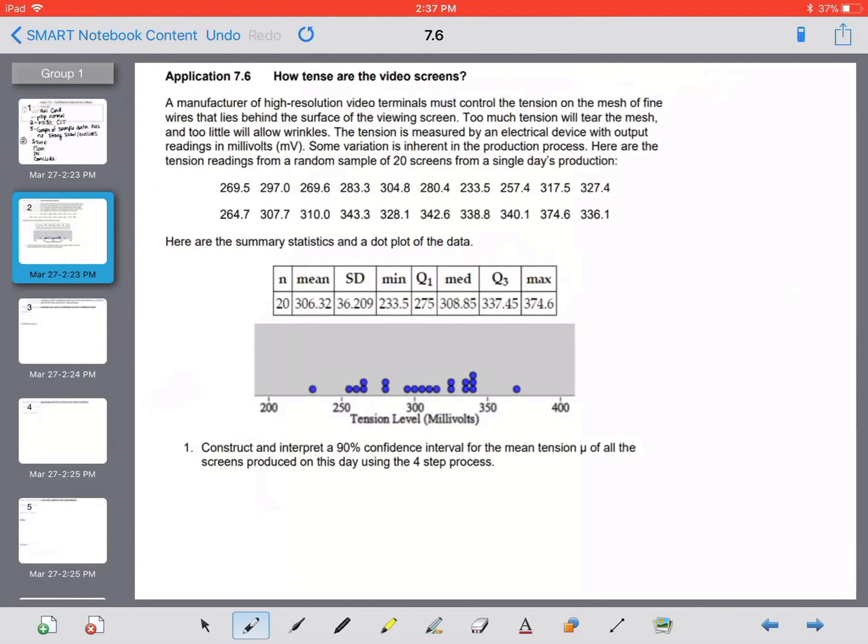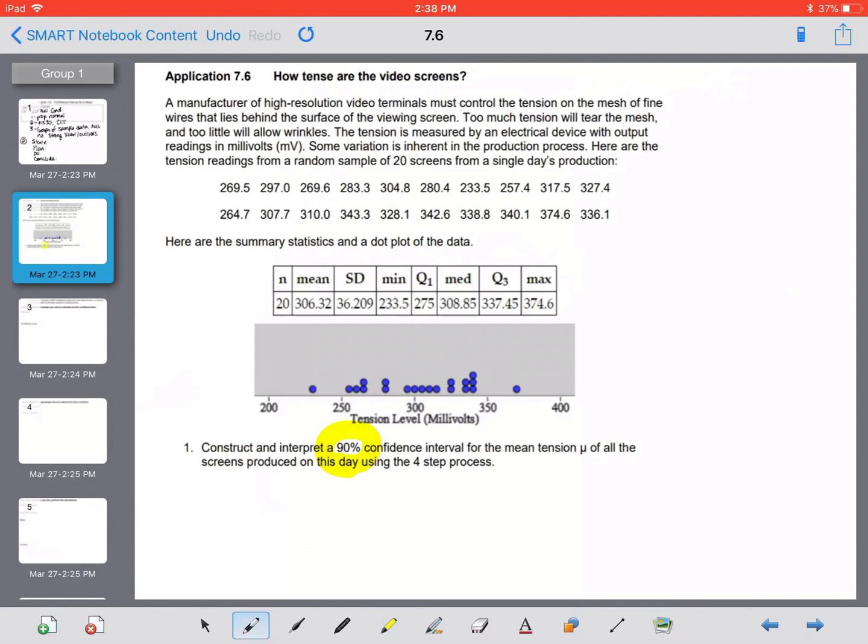So here is all the sample. Here are the summary statistics. N, remember, is your number. There's our mean, our standard deviation, our min, quartile 1, our median, quartile 3, and our max. Construct and interpret a 90% confidence interval for the mean tension of all the screen productions on this day using the 4-step process: state, plan, do, and conclude.